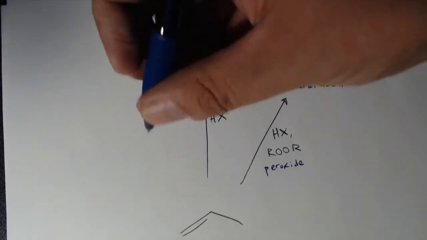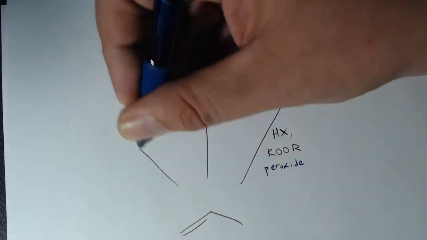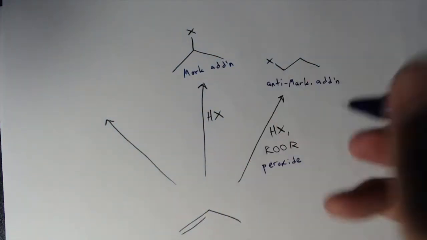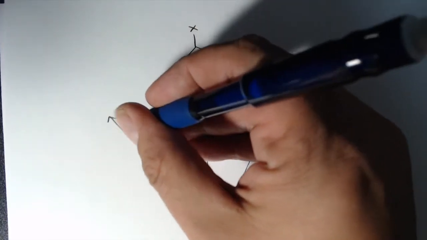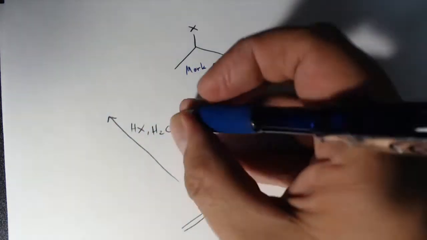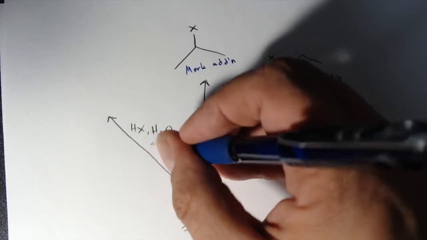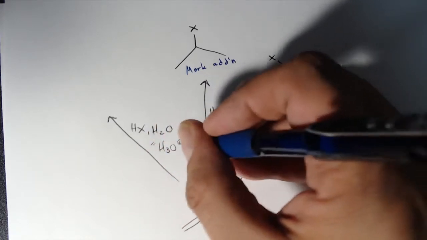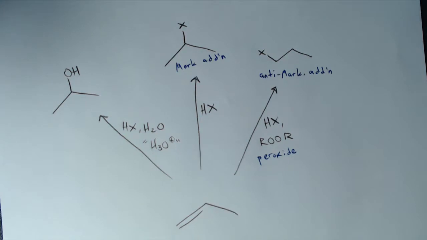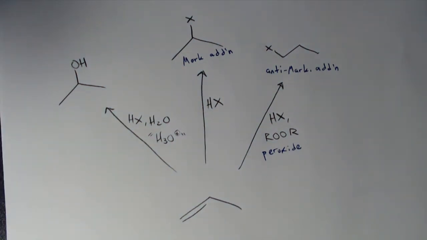Okay, so another situation we're going to do is if this is in water, so we have HX and H2O. We saw earlier today that this is basically hydronium, right? So if this reaction is happening in hydronium, we get Markovnikov addition like that. Okay.